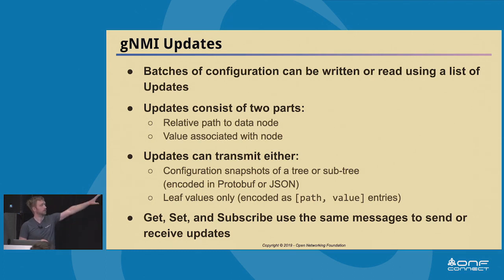So yeah, just to focus on the update again, these are batches of configuration that can be written or read. They have 2 parts, a relative path to the prefix that was specified, as well as a value. And then updates can either transmit configuration snapshots. So you can either pass a tree or subtree in its protobuf or JSON encoding, or you can pass leaf-only values as path value entries. And we'll see examples of both in just a second. It's also worth noting that get, set, and subscribe all use the same messages to send or receive data. So updates is how we either set new configuration or retrieve configuration from the device.